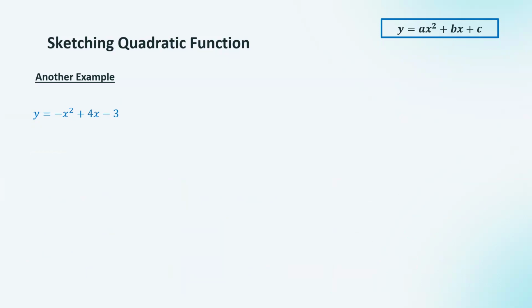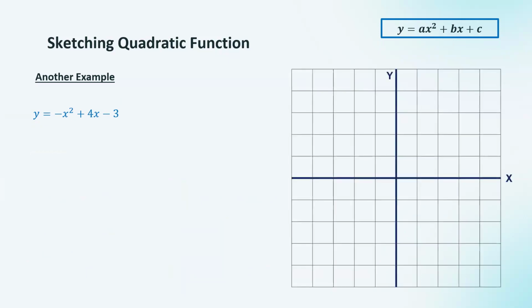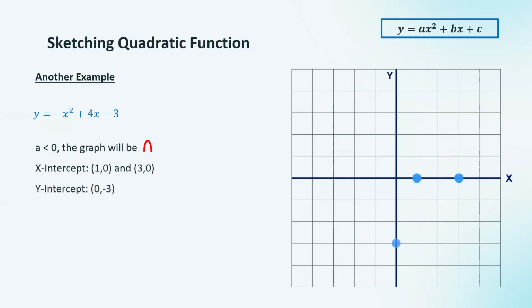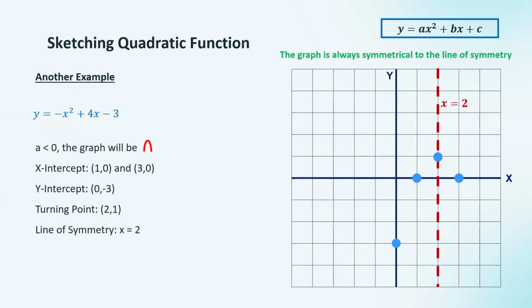Again, I will try to take out the Cartesian coordinate graph, and let's try to gather up all the information that we know. So first, a is less than 0, so the graph will have a sad face. And then we know the x-intercepts. We can try to plot the x-intercepts, and then the y-intercept over here, and then the turning point over here. After this, we can try to plot the line of symmetry, which is x equals 2. And again, the graph will be symmetrical to the line of symmetry, and then we can try to sketch it.